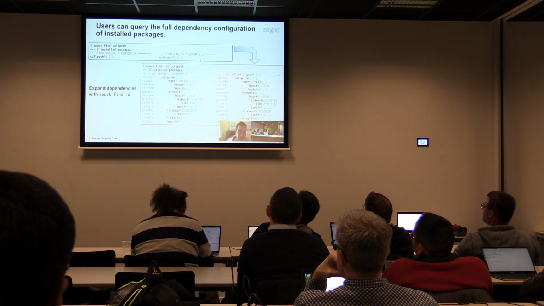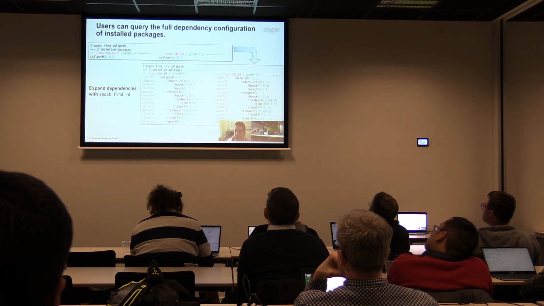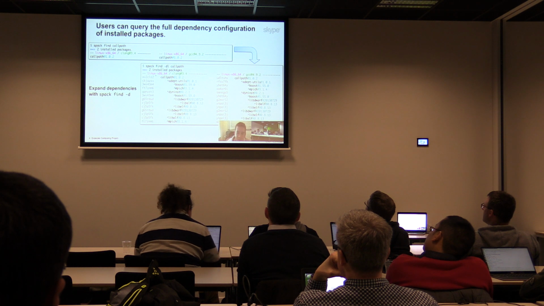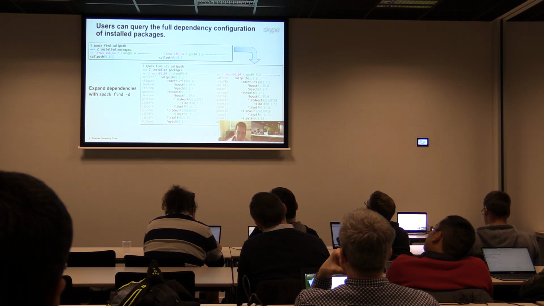So you can say spack find -dl callpath. This is saying show me the dependencies and also the short hashes for the install. So that's cool because you can actually see what something was installed with, what it depended on. We track all the dependencies. If you try to uninstall something, it will tell you that other things depend on it still.